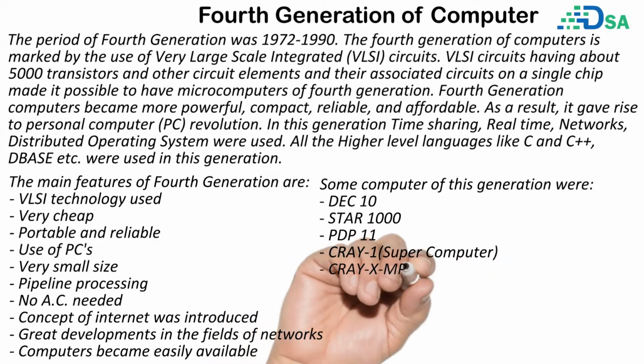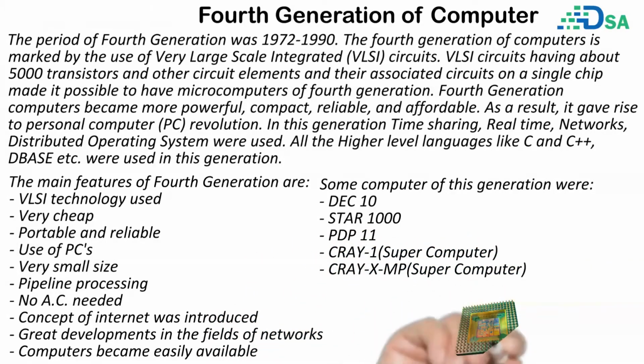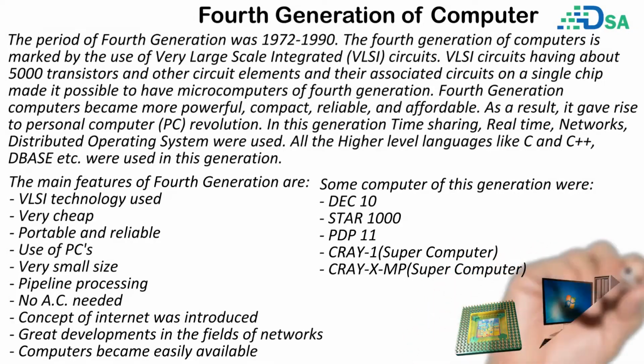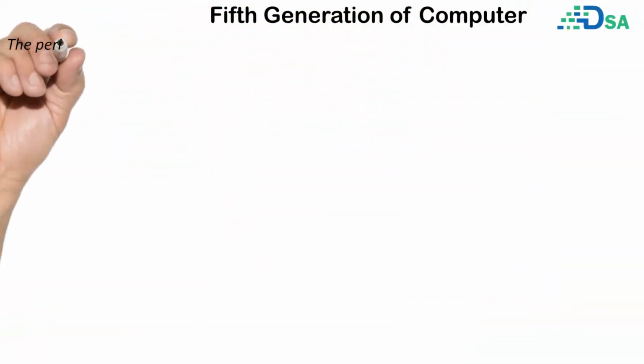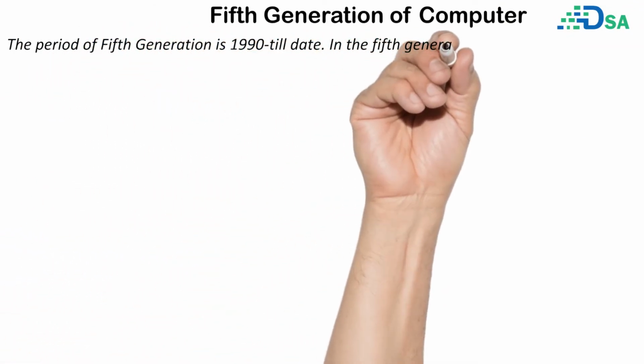Computers became easily available. Some computer of this generation were: DEC 10, Star 1000, PDP-11, Cray-1 supercomputer, Cray-XMP supercomputer. Fifth generation. The period of fifth generation is 1990 till date.